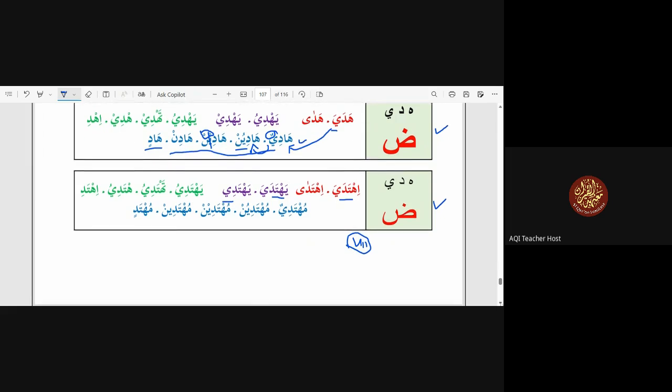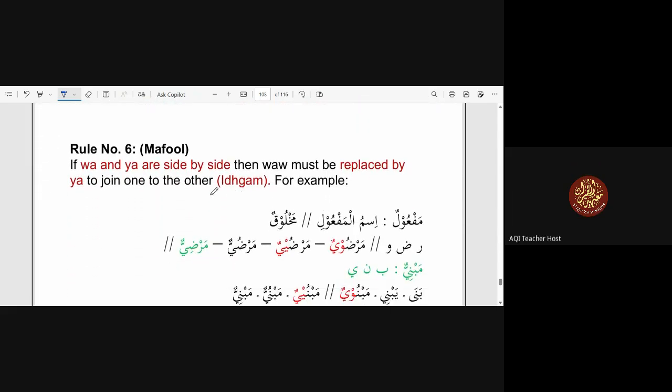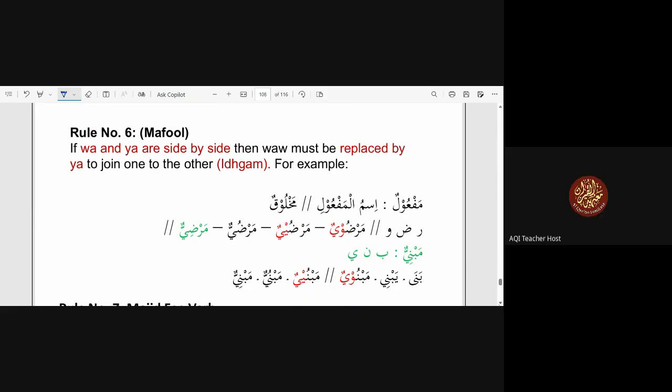Just last, this is about idgham, just a simple rule. Waw and ya side by side, then waw must be replaced by ya to join one to the other for idgham. So ismul maf'ul, so maf'ulun. So this rule is quite simple.